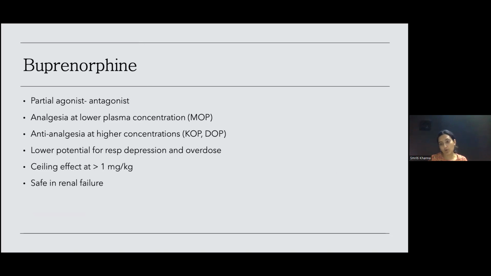So the reason buprenorphine is more sort of easy to use is that there is a lower potential for respiratory depression, because there is a lower potential for overdose in general. Buprenorphine, because there is anti-analgesia, there will be a ceiling effect, and buprenorphine is also safe to use in renal failure.